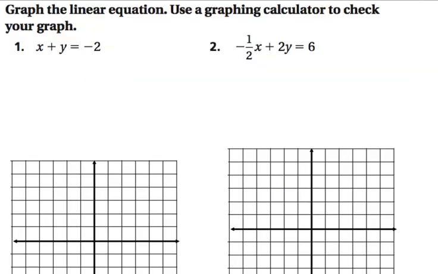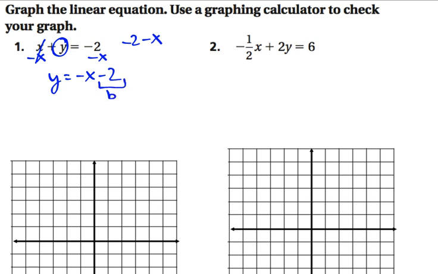Okay, let's go through a few more examples. We're going to graph x plus y equals negative 2. We would start by solving for y. We subtract x from both sides, and y equals negative x minus 2. By the way, it could be written as negative 2 minus x. It's going to be the same slope and intercept either way.